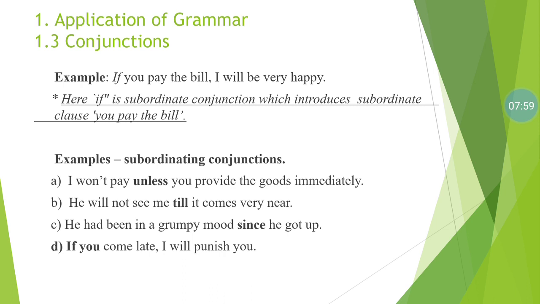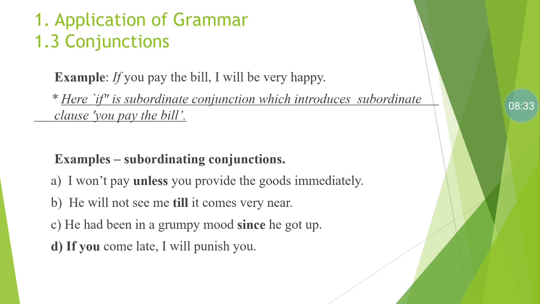He had been in a grumpy mood since he got up. He had been in a grumpy mood, the independent clause. He got up, the subordinate clause, that is dependent clause. For joining these two clauses, we use the subordinating conjunction since. So since is a subordinating conjunction. If you come late, I will punish you. Okay.